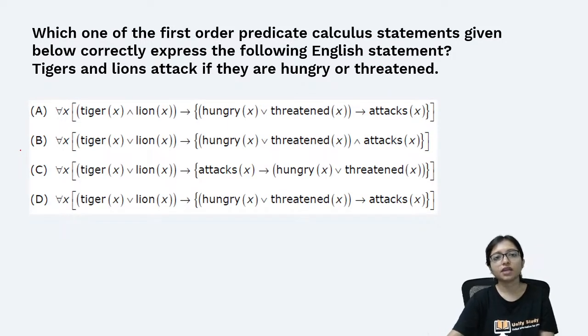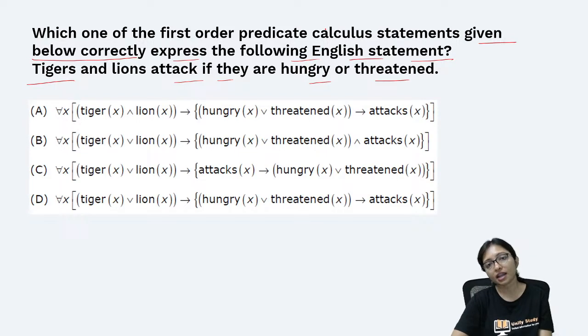Which one of the first order predicate calculus statements given below correctly expresses the following English statement: the tiger and lion attack if they are hungry or threatened. Tiger and lions attack if they are hungry or threatened. What will be the answer?